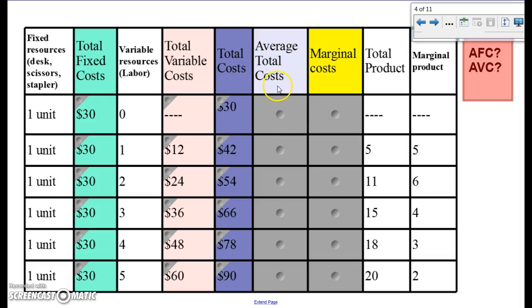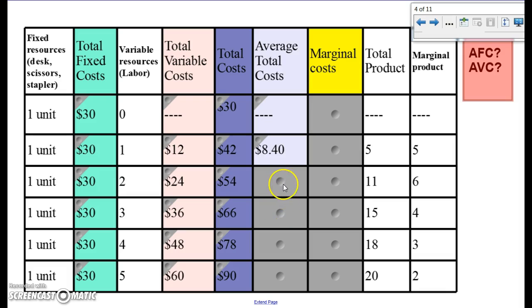Average total cost is a very simple calculation. You take total cost and you divide it by total product. So the blue column divided by the total product column. $30 divided by no product, right? We can't calculate. But $42 divided by 5 units of output tells us $8.40 is the average cost of each paper link when we have one worker and we're producing 5 paper links.